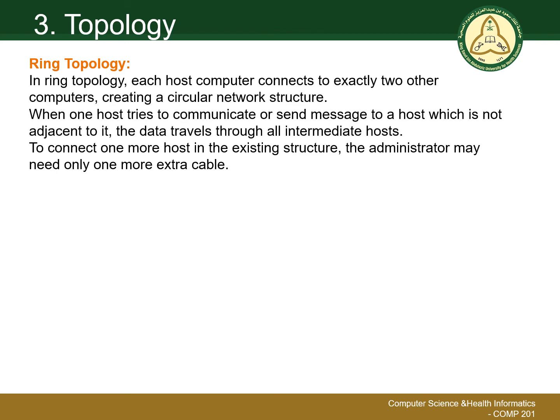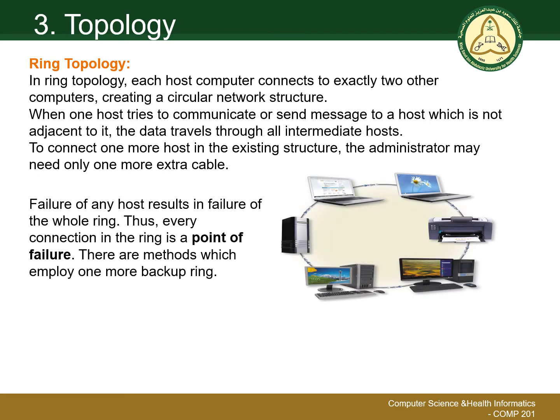In ring topology, each host computer connects to exactly two other computers, creating a circular network structure. When one host tries to communicate or send messages to a host which is not adjacent to it, the data travels through all intermediate hosts. To connect one more host to the existing structure, the administrator may need only one more extra cable. Look at what it says in here.